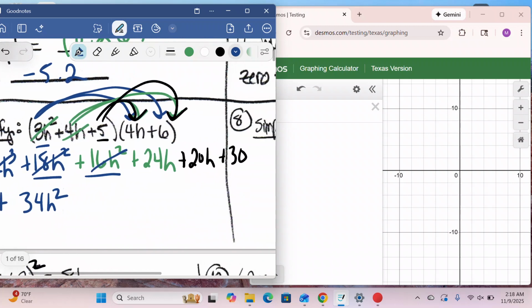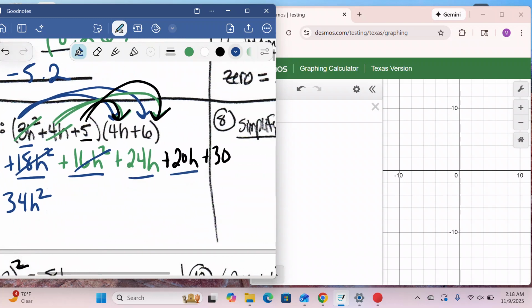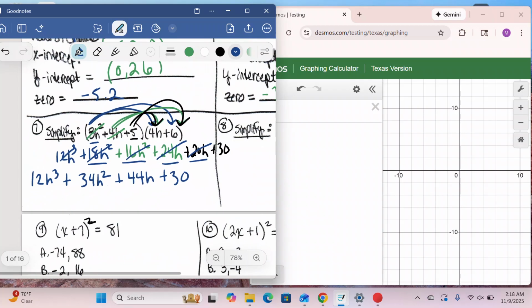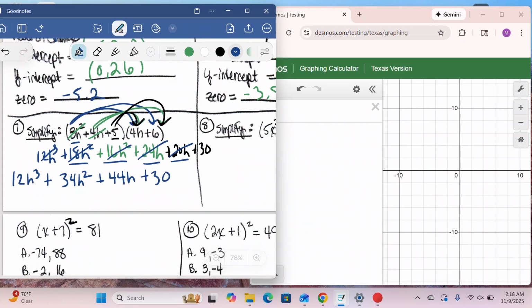Now I look at my h's. I have a 24h and a positive 20h, which gives me a 44h. I'm going to go ahead and get rid of that one, and there's no combining like terms with just 30, so I'm just going to bring it down. So that is my final answer: 12h cubed, 34h squared, positive 44h, and of course positive 30.